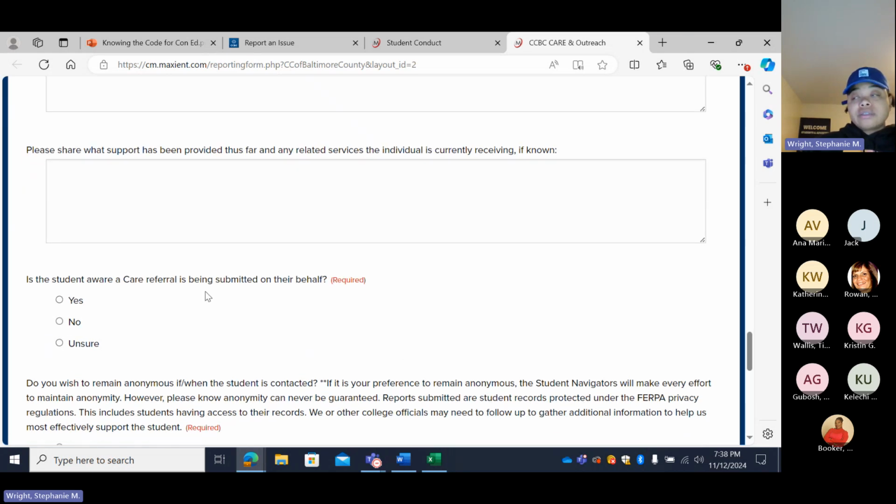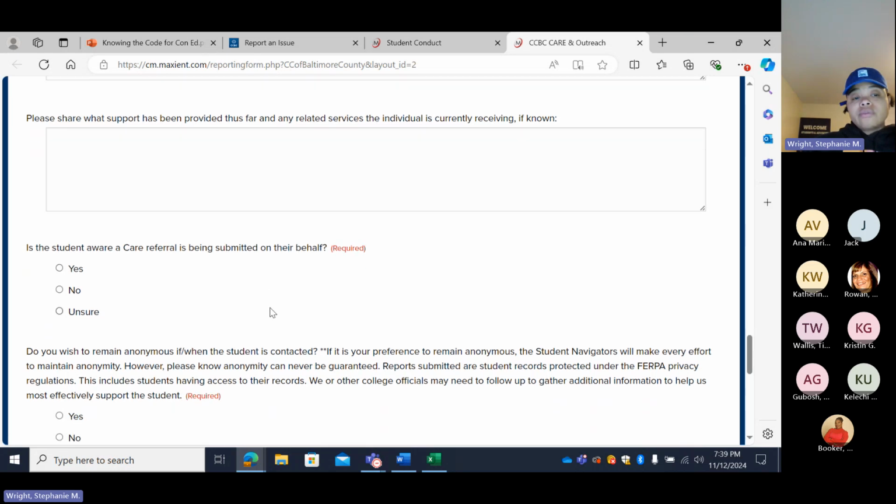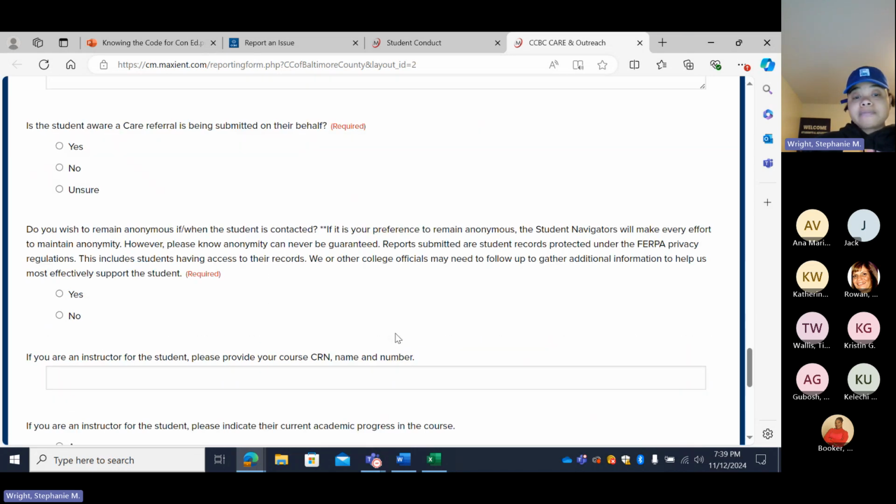And again, is the student aware that you have submitted this form? So you'll go ahead and click that. Because if they're not aware, right, then that kind of helps us pivot the way in which we will connect and communicate with the student. But we don't want them to feel as though, wow, I tried to share this in confidence and now everybody knows my business, right? Because sometimes it's really hard to ask for help.